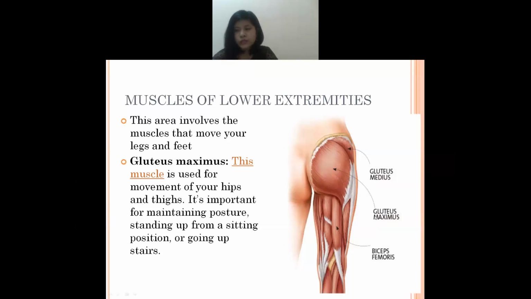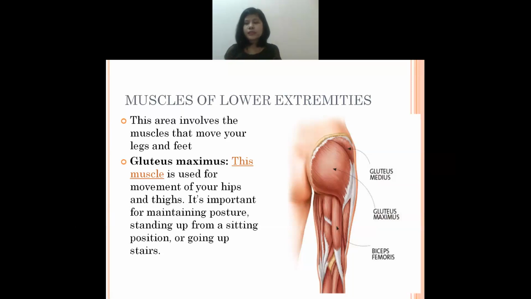In your buttock area, you will find what muscle? Gluteus muscle. And this gluteus muscle, they help in what? They help in movement of your hips. This is your hips. So they help you in movement. Understand? They help in movement of your hips and also your thighs. This is your thigh.